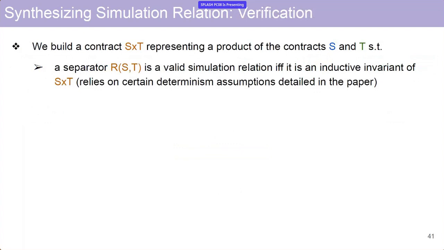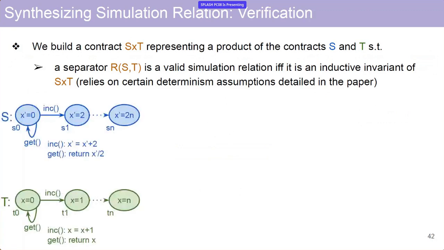Now, we want to verify what we learned. So here we build a contract that is the product of the two contracts. And the separator that we learned before is a valid simulation relation if it is an inductive invariant of the products. So the correctness of this statement is based on some deterministic assumption on the contract, which is valid since smart contracts are deterministic in nature.